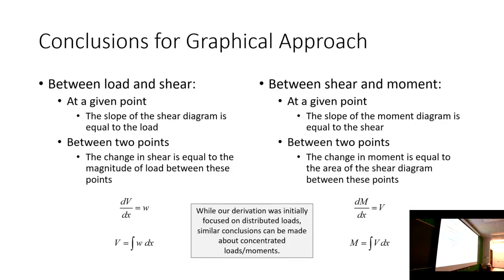Here are the conclusions that matter the most for the examples that we look at. If we look at the relationship between load and shear, what we'll find is that at any point, whatever the slope is on the shear diagram equals the load that's on the beam. And between any 2 points, the change in shear is equal to however much load you place on the beam between those 2 points. And we can make similar observations between shear and moment. If you look at our final conclusion, the change in moment is equal to the area of the shear diagram between these 2 points.